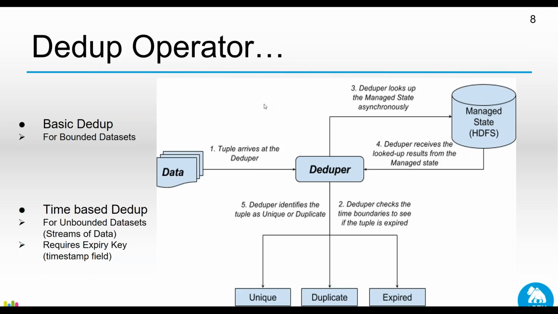So there is a question on the LIFO and FIFO. So dedupe, what it ensures is it would maintain the order of the records while any of these two dedupe operations are happening, whether it's time-based or in the basic dedupe. It will ensure that the order of the tuples is maintained.